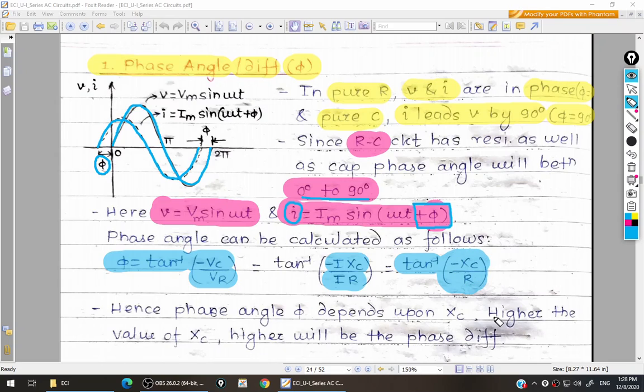If we use a high value of Xc, your phase difference will be higher. Phase difference is directly proportional to the value of capacitive reactance. If we go on increasing the capacitive reactance, your phase difference will go on increasing, but it will never go beyond 90 degrees, or reduce below 0 degrees. It will always be between 0 and 90 degrees. This you have to remember.